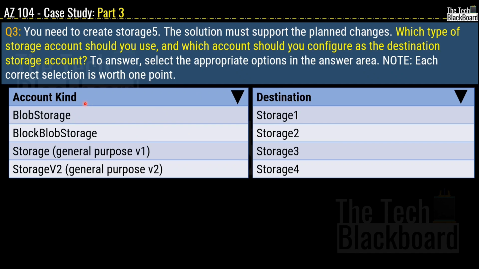Let's begin with account kind. So for account kind, we have blob storage, then we have storage which is general purpose version 1, and then we have storage v2 which is general purpose version 2. Now friends, as you may have noticed, the question talks about supporting the planned changes. So let me quickly bring up the planned changes section so that we can easily relate the case study section with this question.